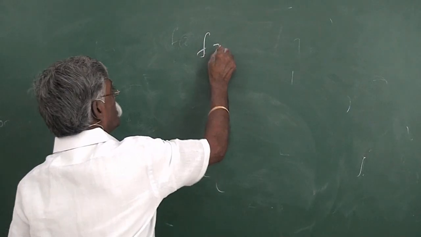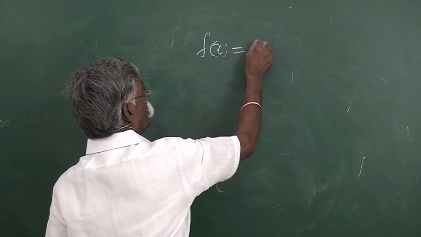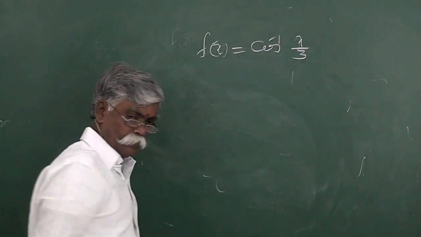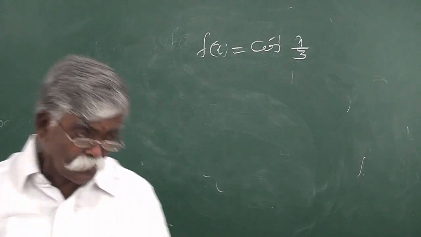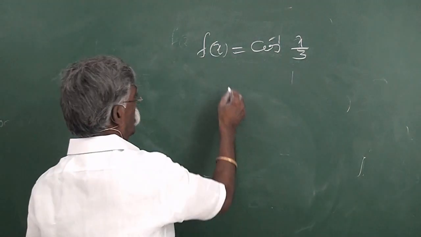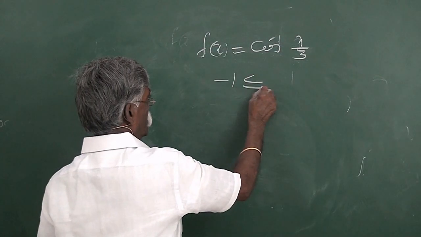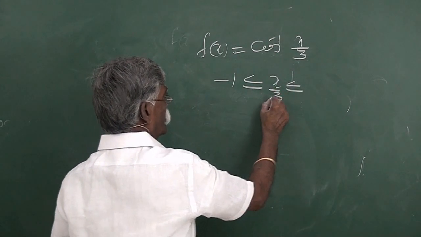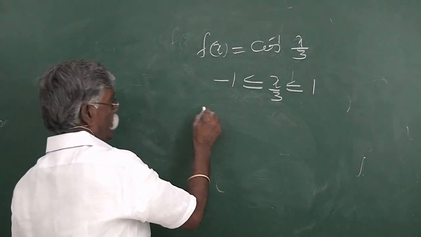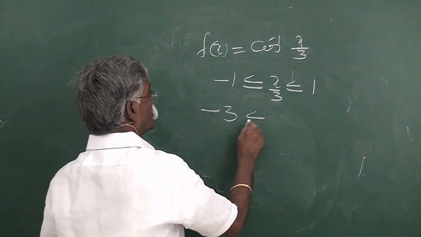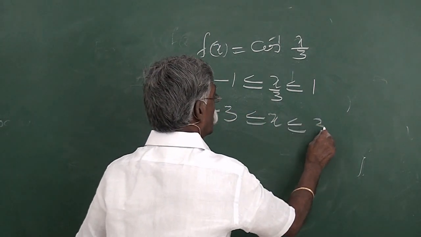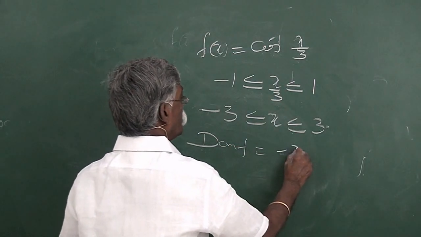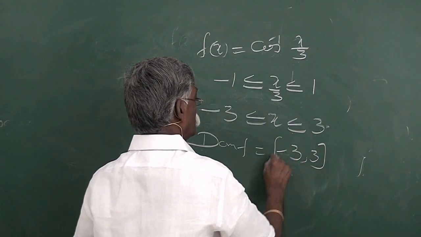Now, f of x is equal to cos inverse x by 3. For cos inverse x by 3 also, we know that minus 1 is less than or equal to x by 3 is less than or equal to 1. That is minus 3 is less than or equal to x is less than or equal to 3. Therefore, domain f is equal to minus 3, 3.